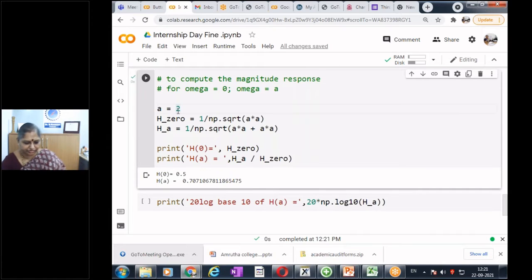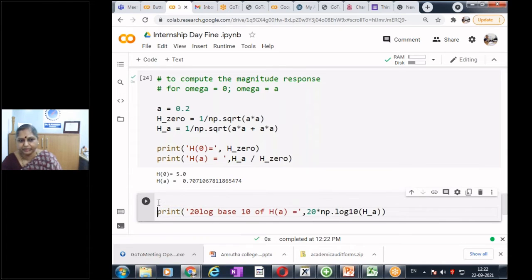Let me change the value of a as say 0.2, and let me check again what I get. I get the same value. So what does it mean? My magnitude response at omega equal to A is 0.707 times the magnitude at omega equal to 0. So that is our important observation.